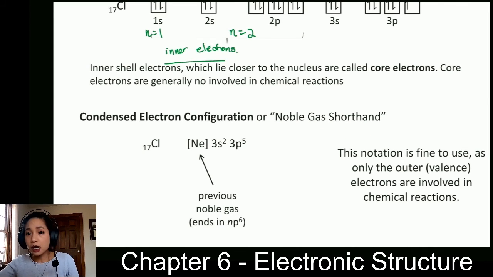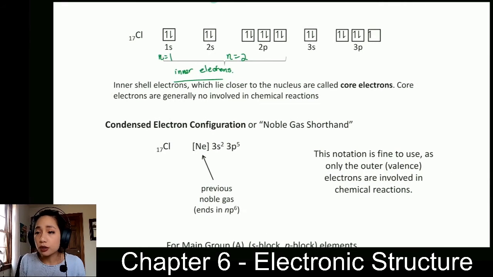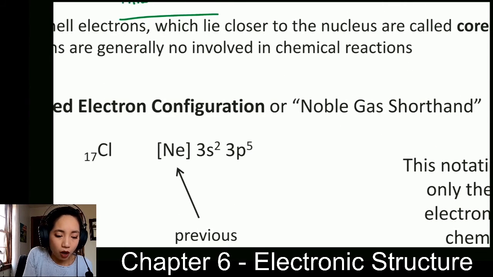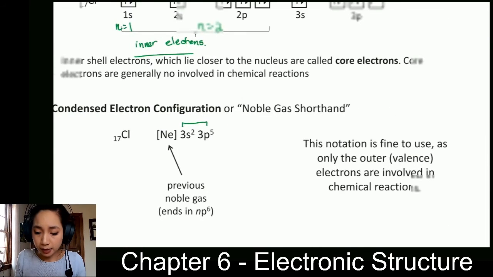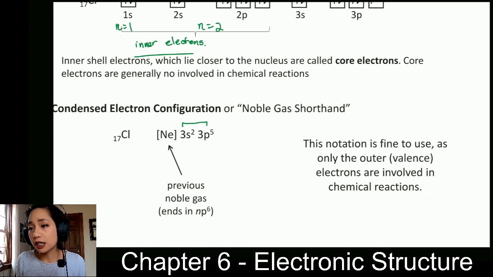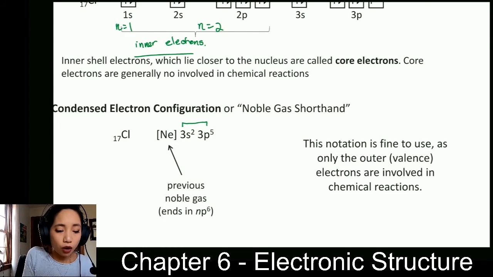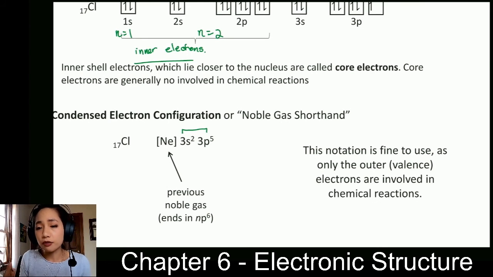Oftentimes we will use this type of configuration, and it's fine to use because all that's left are n equals 3 electrons, and these are what we call our valence electrons, the outermost electrons. And it's those outermost electrons that are involved in chemical reactions. All of these inner electrons typically are not involved in chemical reactions, so we can just ignore them and bunch them all together within this noble gas shorthand. So this is another way that we can write out an electron configuration using the condensed version.